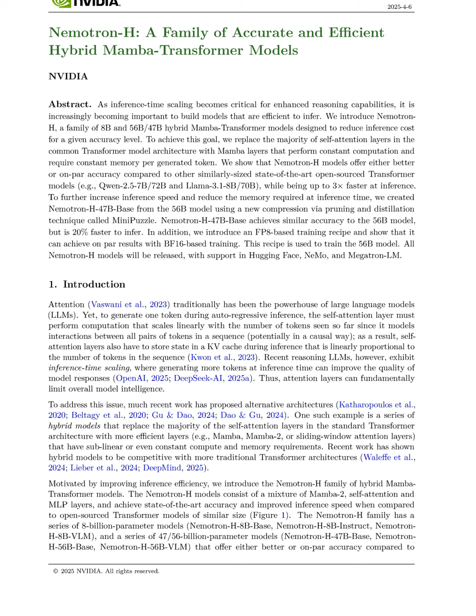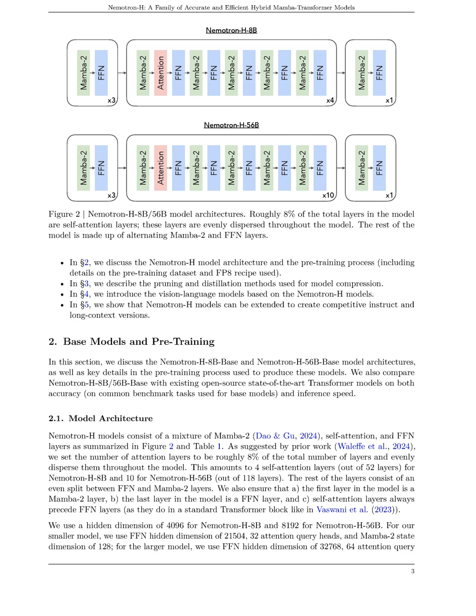The Nemotron-H model architecture integrates a mixture of Mamba-2, self-attention, and feed-forward neural network, FFN layers to enhance efficiency and performance. Specifically, the Nemotron-H-8B model consists of 52 layers, with only 4 self-attention layers, approximately 8% of the total, while the remaining layers are evenly split between Mamba-2 and FFN layers. The architecture mandates that the first layer is a Mamba-2 layer and the last is an FFN layer, ensuring that self-attention layers precede FFN layers, akin to standard transformer blocks.